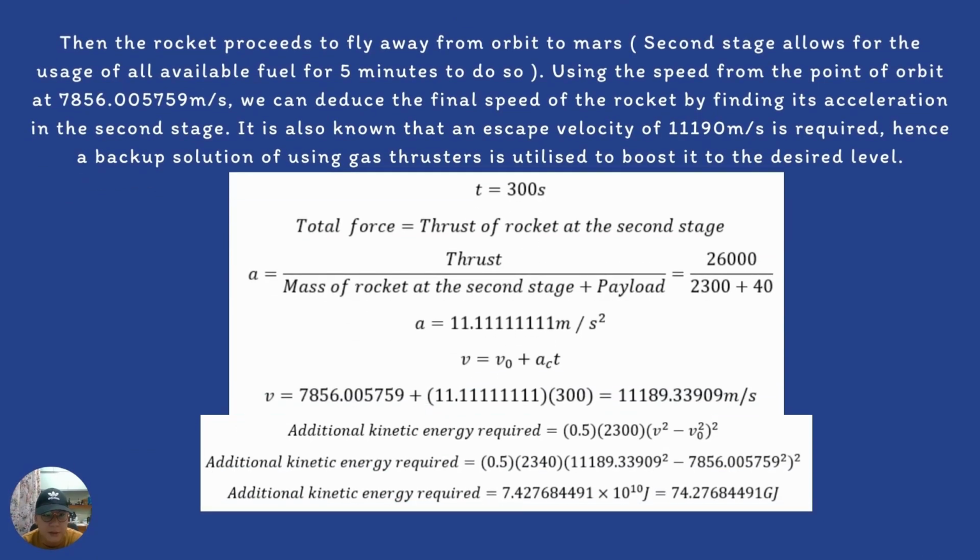Next up, the rocket proceeds to fly away from orbit to Mars. The second stage allows for the usage of all available fuel for 5 minutes to do so. Using the speed from the point of orbit at 7,856 meters per second, we can deduce the final speed of the rocket by finding its acceleration in the second stage. It is also known that an escape velocity of 11,190 meters per second is required. Hence, the backup solution of using gas thrusters is utilized to boost it to the desired level. So according to the calculation below, we were able to calculate that the additional kinetic energy required will be around 74 gigajoules.